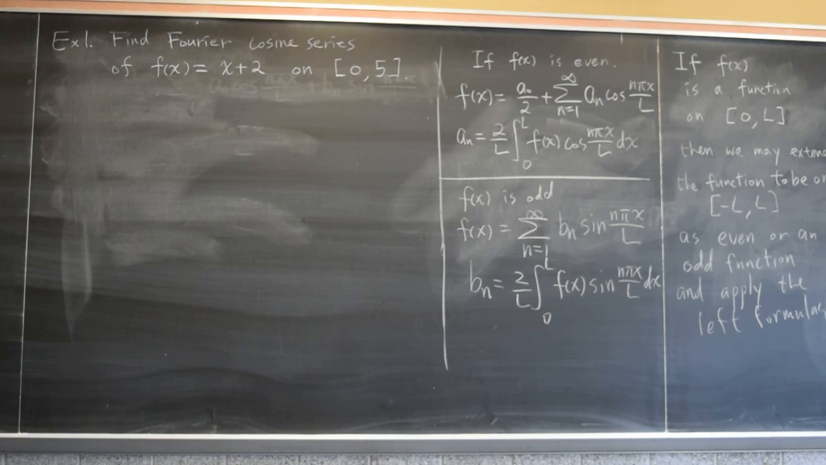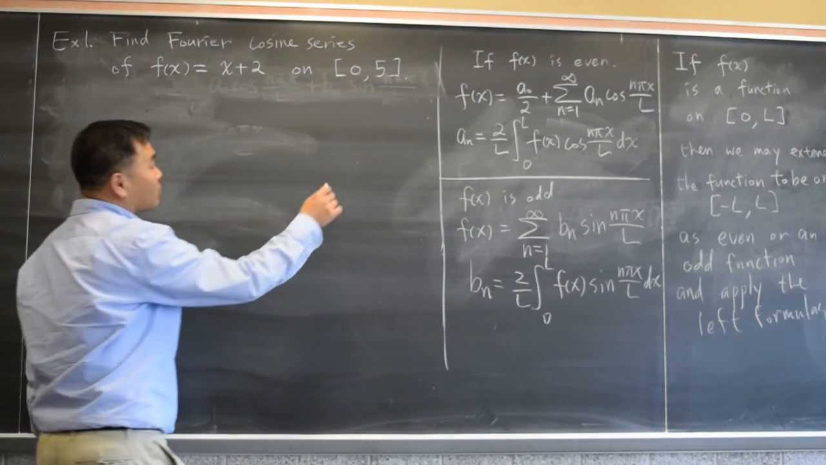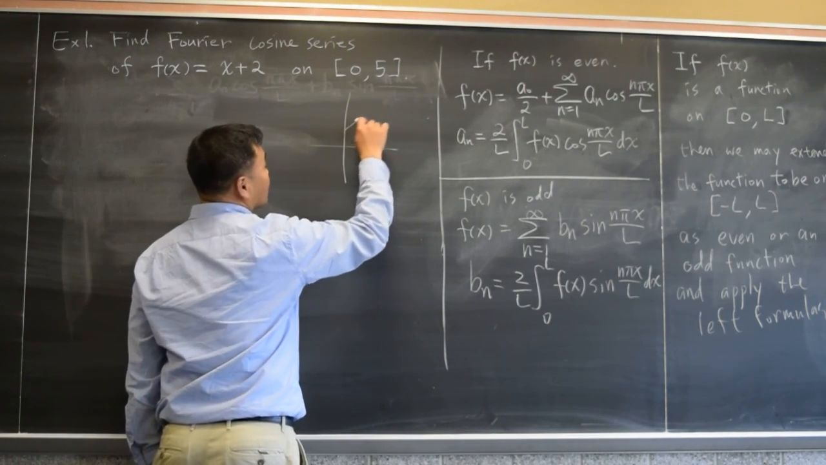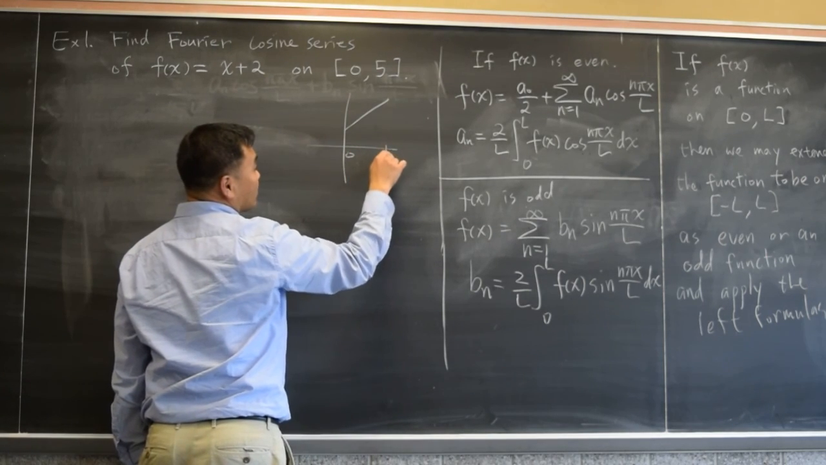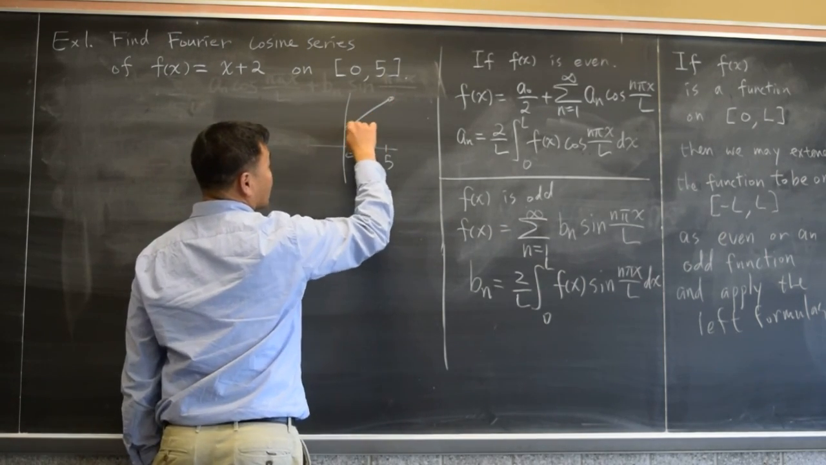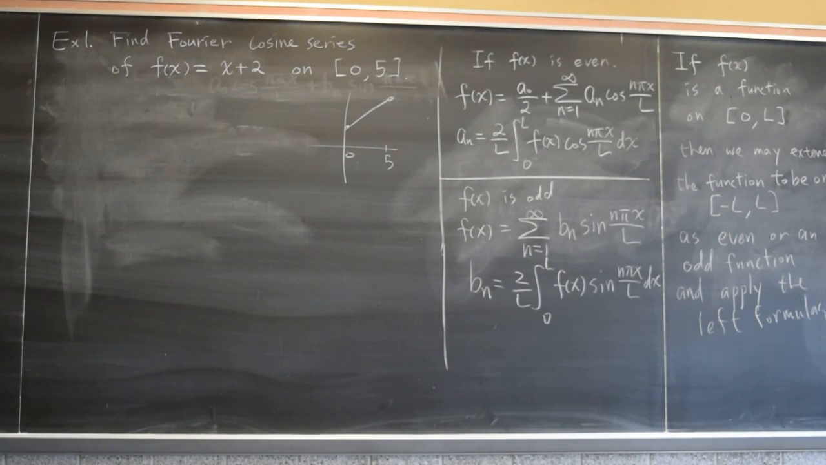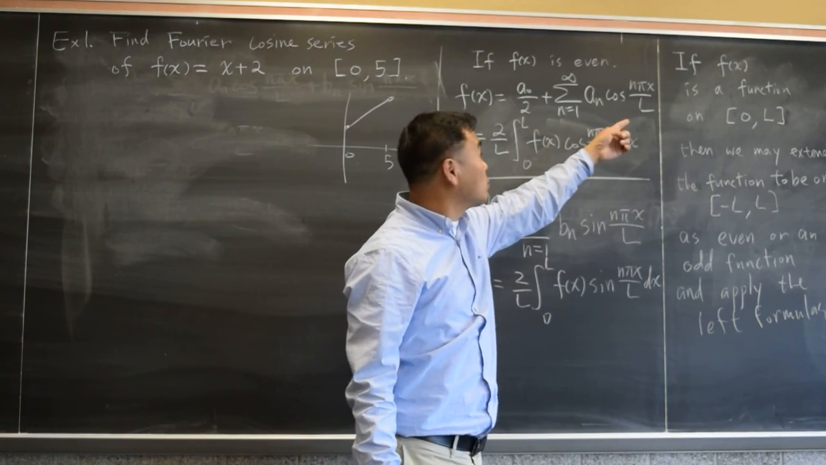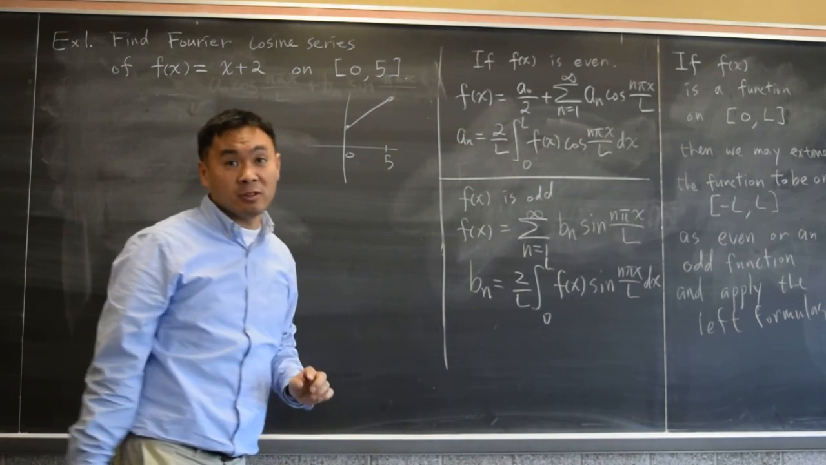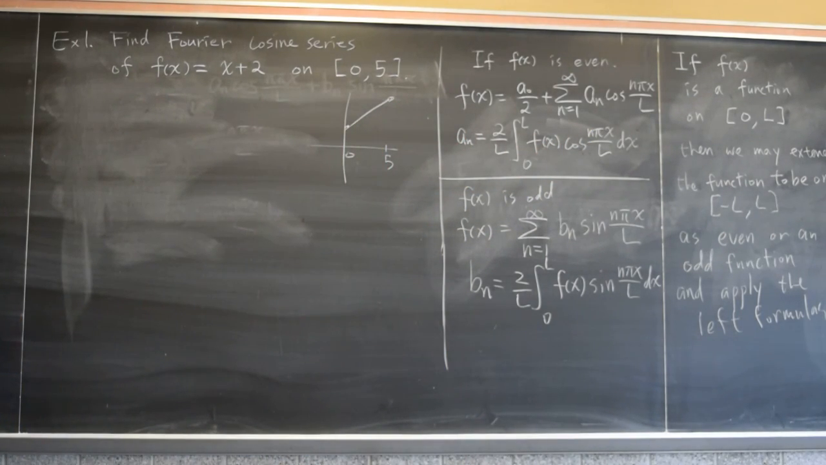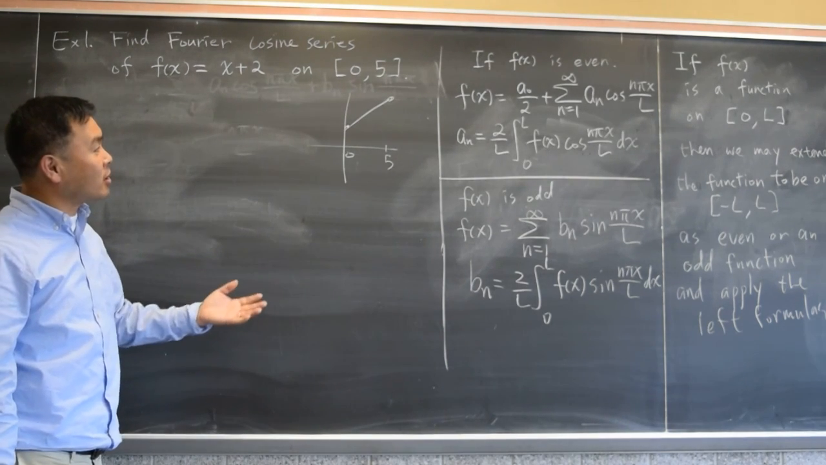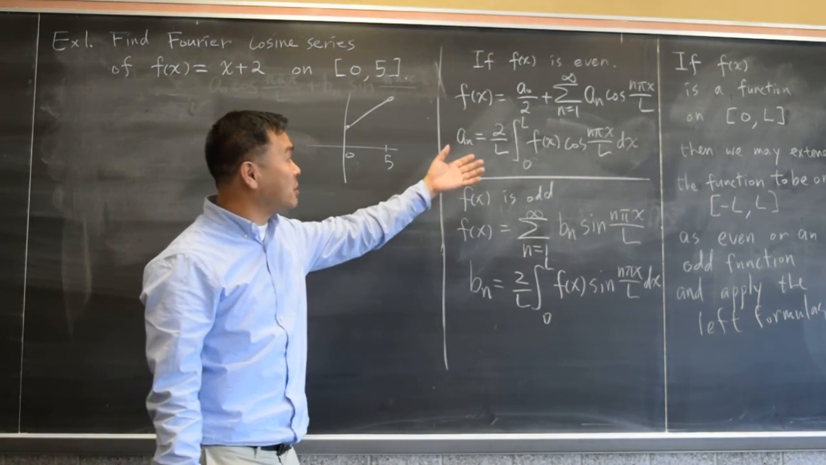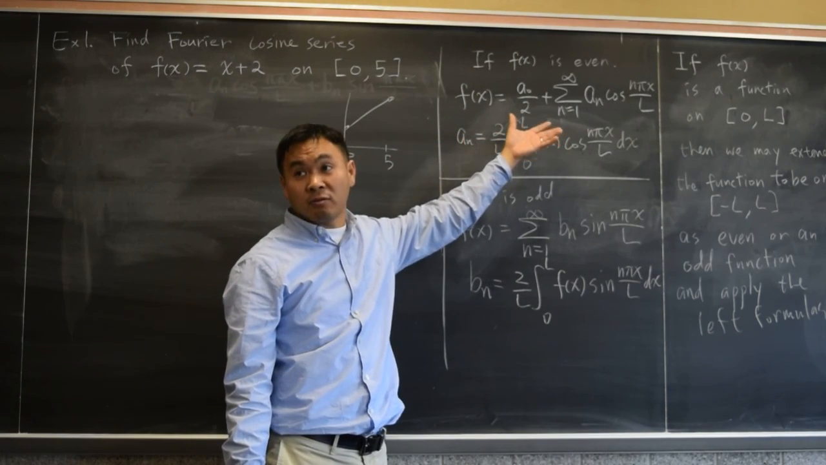Okay, so what I'm giving you is a function. It's like this from 0 to 5. And I'm asking you to find a cosine series that looks like this, which will approximate this function. Now, why do we want to do that? Well, one is because you will see later that we will be able to use this to solve differential equations.